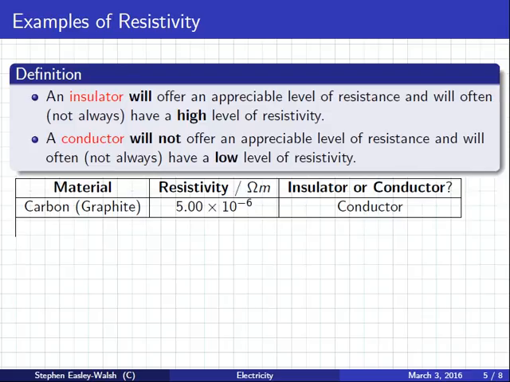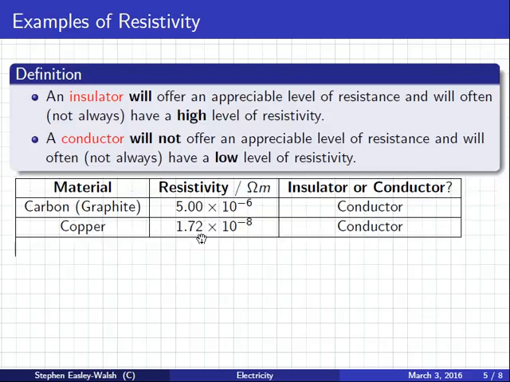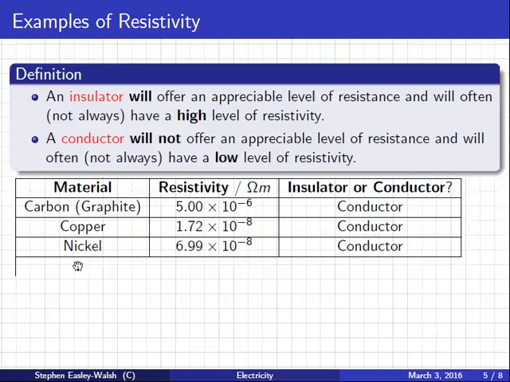Right, next one, copper. So is copper a conductor or an insulator? It's a conductor, so the value will be small. It is 1.72 × 10⁻⁸. So which is a better conductor? Copper, yeah. Nickel is also a conductor.